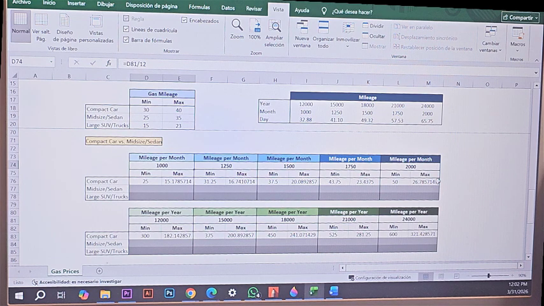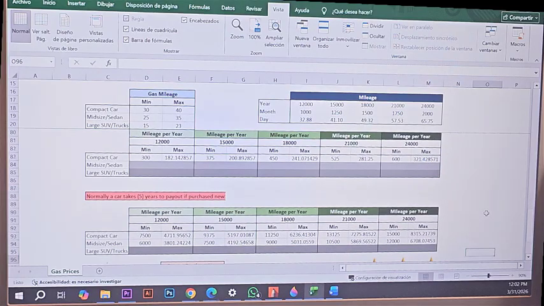So in this case, if you were to drive 24,000 miles a year, you would save on the compact car, if it has a gas mileage of 30, $600. And if it has a gas mileage of 40, $321 versus the midsize sedan. So as I mentioned, this all adds up.